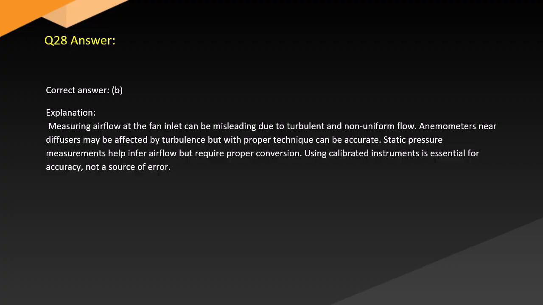Answer. Correct answer: B. Explanation. Measuring airflow at the fan inlet can be misleading due to turbulent and non-uniform flow. Anemometers near diffusers may be affected by turbulence, but with proper technique can be accurate. Static pressure measurements help infer airflow but require proper conversion. Using calibrated instruments is essential for accuracy, not a source of error.